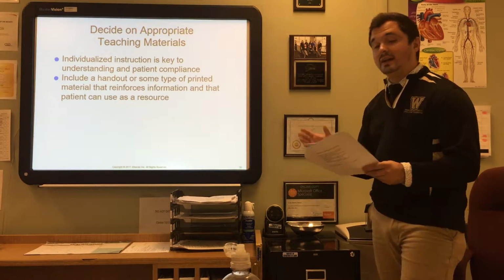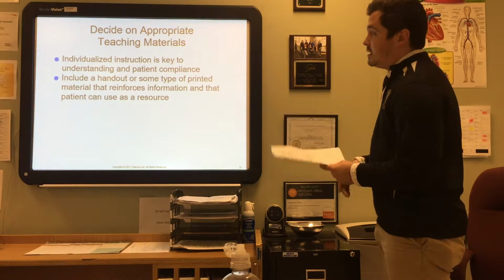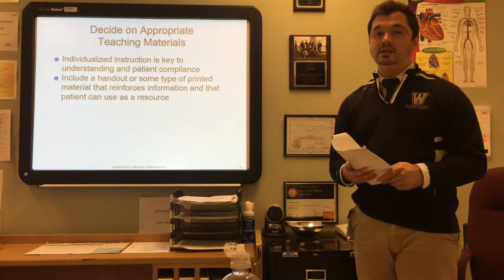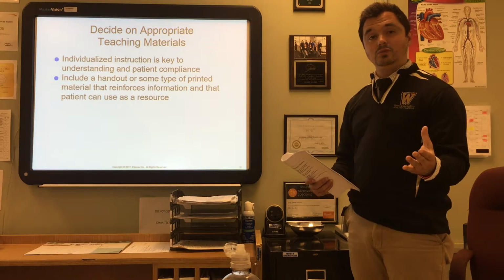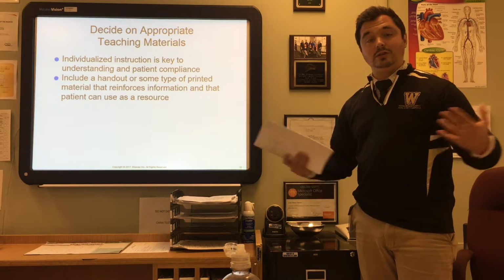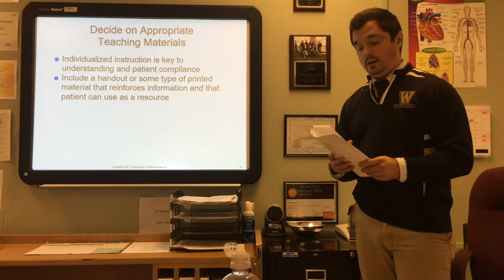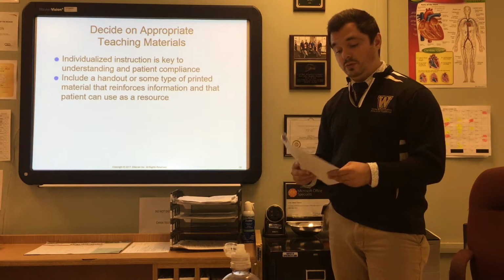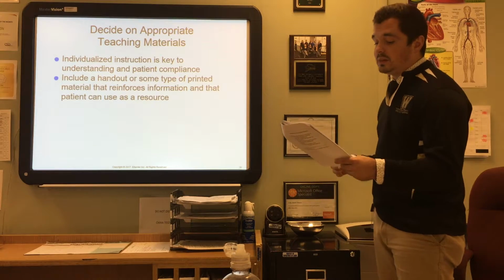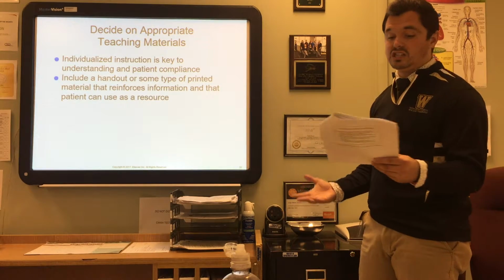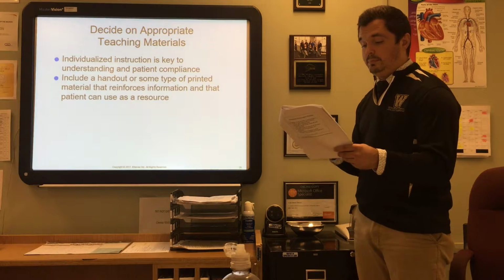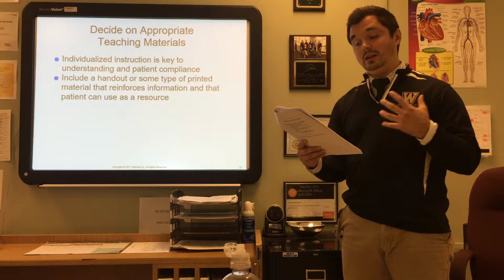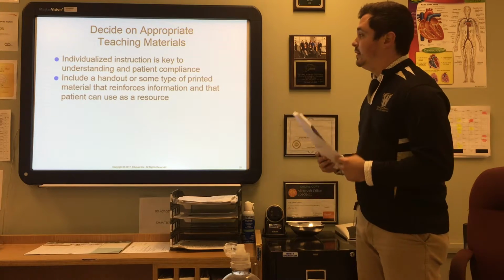Deciding on appropriate teaching materials. Individualized instruction is key to understanding and patient compliance. You really need to reach out to them at an individual level and educate them about their disease or their illness or whatever they're going through. So include a handout or some type of printed material that reinforces information and that the patient can use as a resource. There are many factors that can limit the patient's ability to comprehend or remember information. Some of those patient factors could be the use of defense mechanisms, their emotional state, and language barriers can limit the patient's ability to comprehend and remember information.